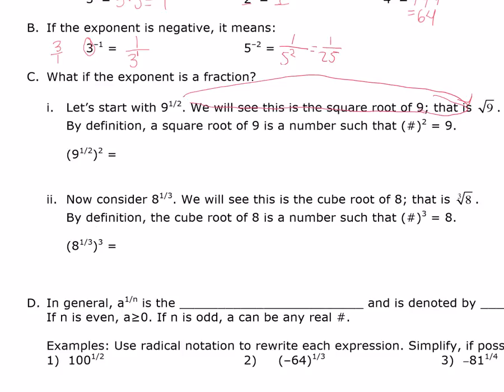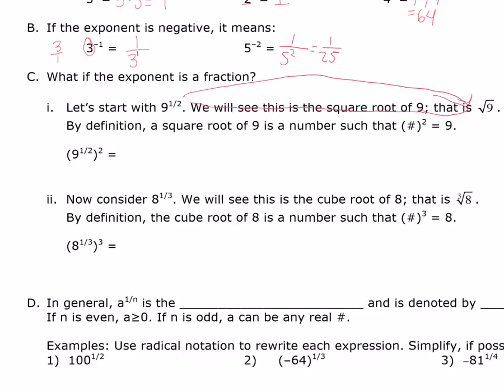By definition, we talked about that definition on Monday. It says a square root of 9 is a number such that some number squared is 9. What number would you have to square to give you 9? We've got some options here, so let's look at this.